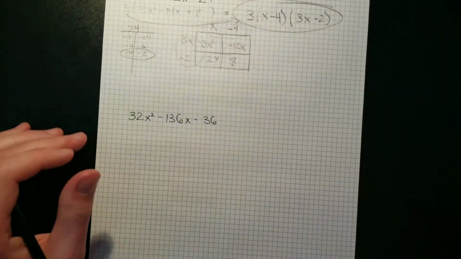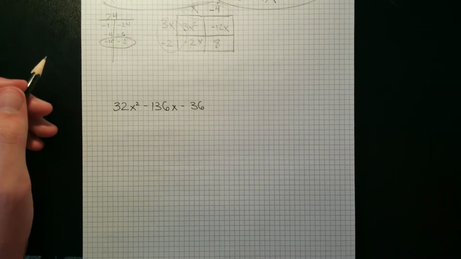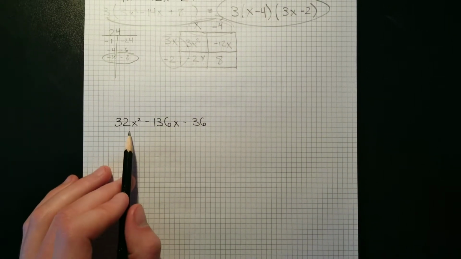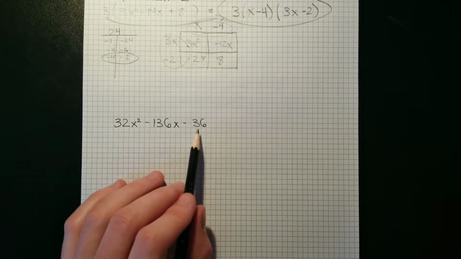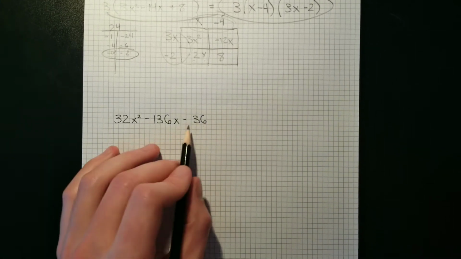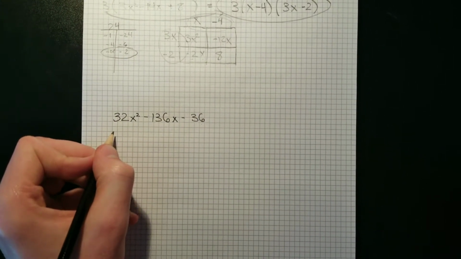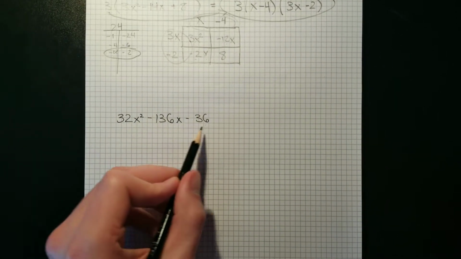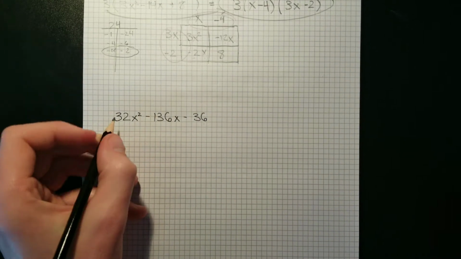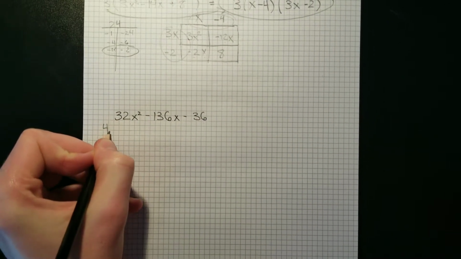Now, same kind of thing here. We're going to be factoring this. Again, these are some pretty big numbers, so we're going to try to make them a little bit easier. 32, negative 136, that's really big, and negative 36. So here, we want to figure out what number goes into all 3 of these. 2 would go into all of them, but even bigger than that, we can divide all of them by 4.